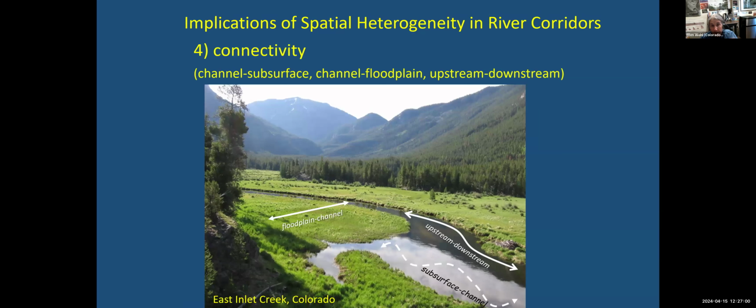Another implication is connectivity. And here again, it's not that heterogeneity necessarily increases or decreases connectivity. It depends on the details. The photo you're looking at here, which is from the west side of Rocky Mountain National Park, there's a relict beaver lodge in the lower right there. There would have been beaver dams across here in the past, and when those were present, they would have reduced longitudinal connectivity, or upstream, downstream, but they would have increased vertical connectivity with the hyporheic zone and lateral connectivity with the floodplain. So again, the details of the patchiness or spatial heterogeneity and what's creating it strongly influence connectivity.